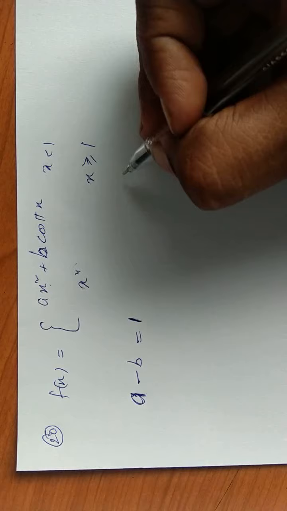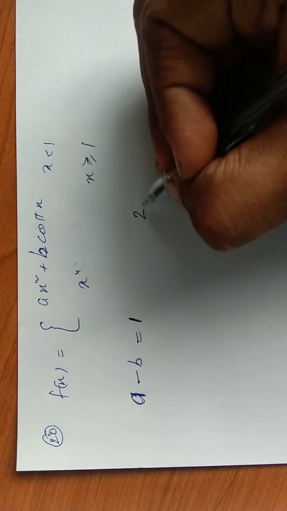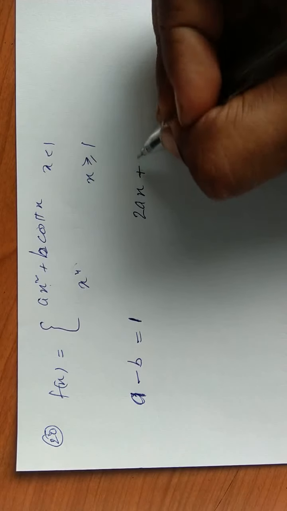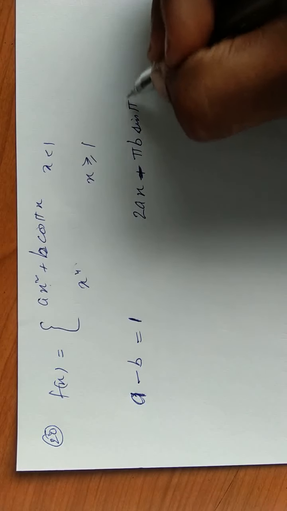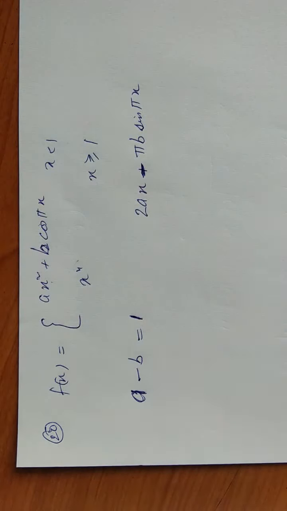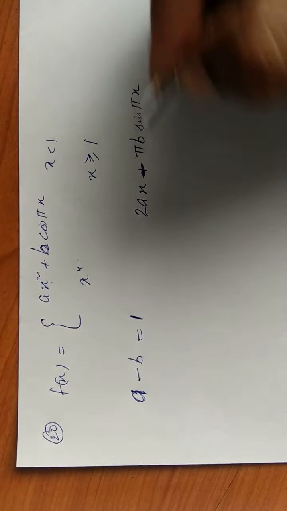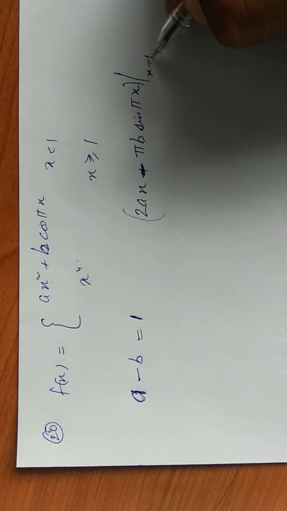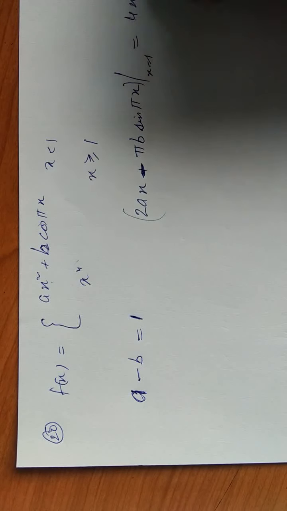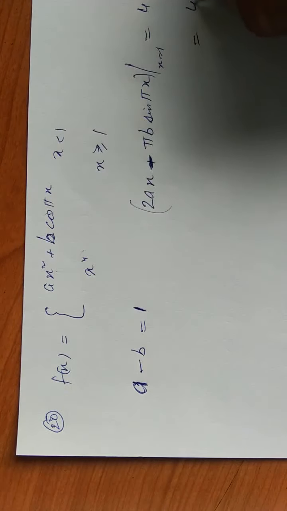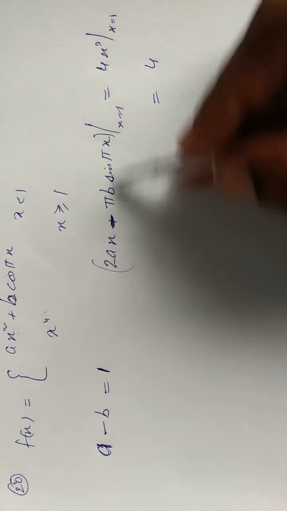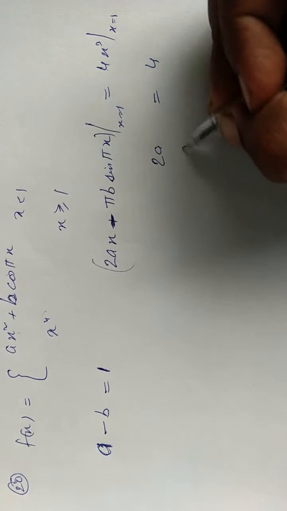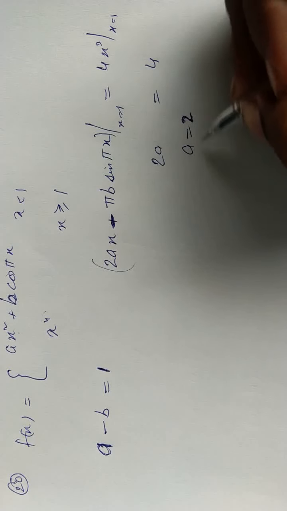And talking about differentiability, differentiate this. So 2ax minus pi b sin pi x, and this at x is equal to 1 should be equal to 4x cube at x is equal to 1. So this will be equal to 4, and at x is equal to 1, sin pi becomes 0, so this becomes 2a. So a is equal to 2 and b is equal to 1.